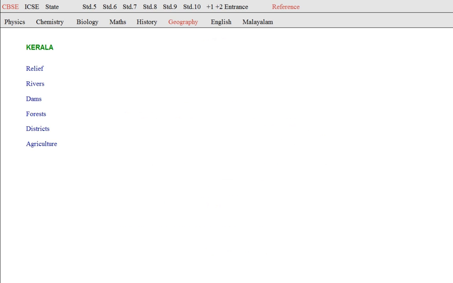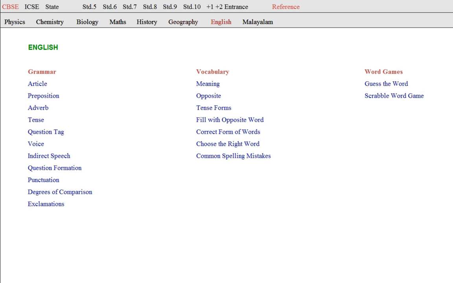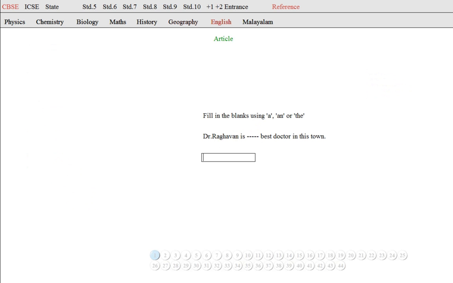There is a lot of information in these sections. Now if you go to English, it has got an extensive collection of information on grammar. You can type your answer here.